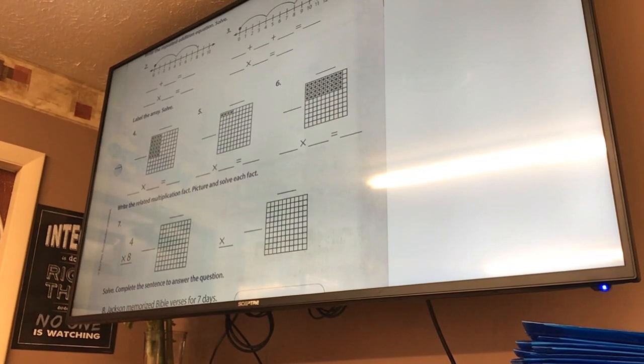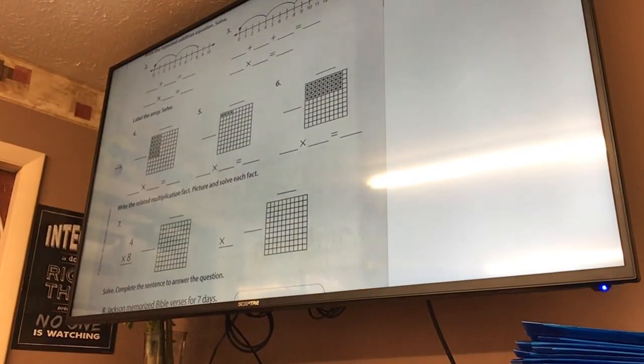4, 8, 12, 16, 20, 24, 28. Why'd you go back to 22 after 28? That should have been 32, 36. And that should have been 40. So change those. You were staying in the 20s for too long instead of moving on to the 30s. So it should have been 4 times 9 equals 36. Go ahead and color that one in.